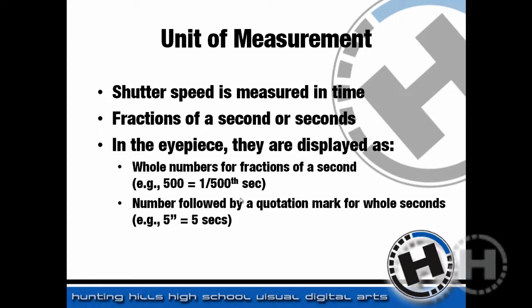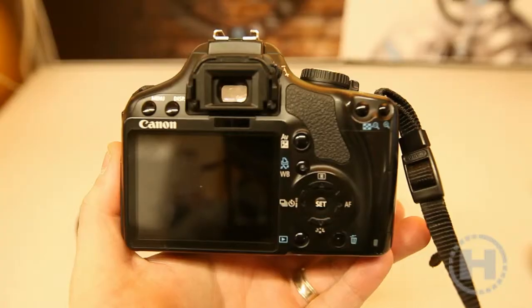Now, whole seconds are displayed with quotation marks. A number followed by a quotation mark refers to a whole second. This will be displayed both on the back of your camera as well as inside the eyepiece, so there's no real difference there. Let's take a real quick look at that.